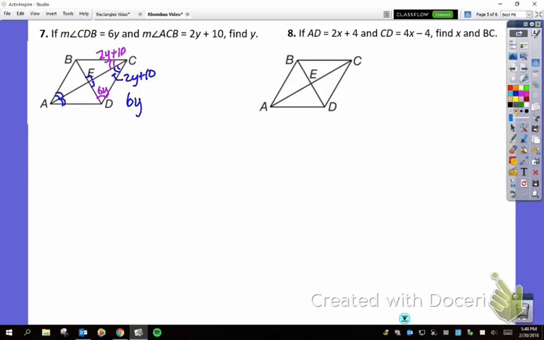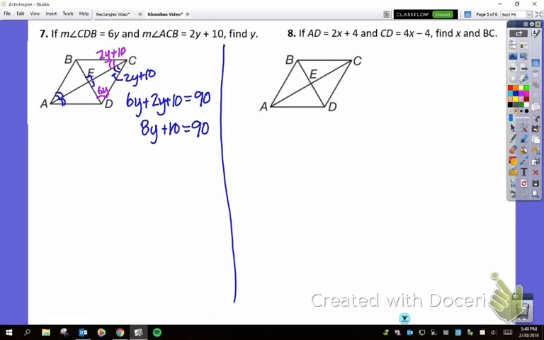So we have 6y plus 2y plus 10, and remember that those two angles have to equal 90 because our third angle is 90. And then you would just solve, right? 8y plus 10 equals 90, and you would go from there. Make sure that you're being careful about where your angles are getting labeled.